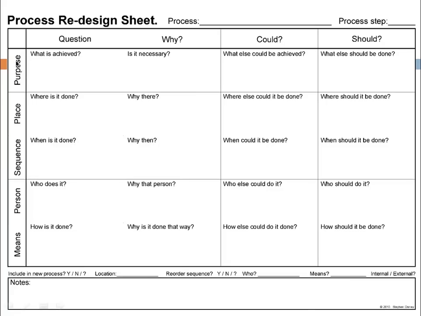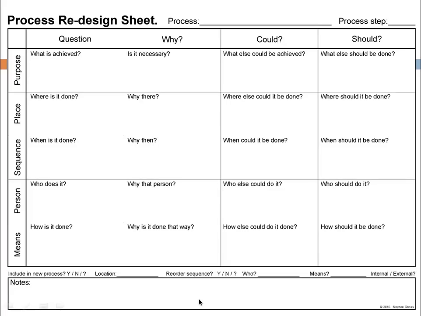For each of these terms, you have got different kinds of questions. What is achieved? Is it necessary? What else could be achieved? What else should be done? Should you include it in the new process? If yes, then what is the location? Do you need to reorder the sequence? If yes, by who? And by what means? Is it going to be internal or external? Then you have your notes and an approval by your manager.